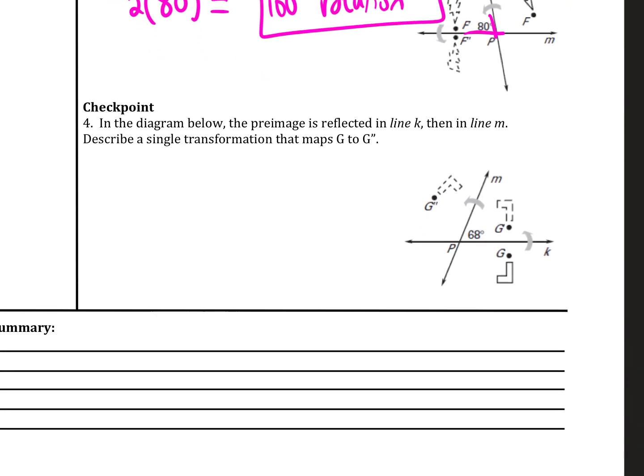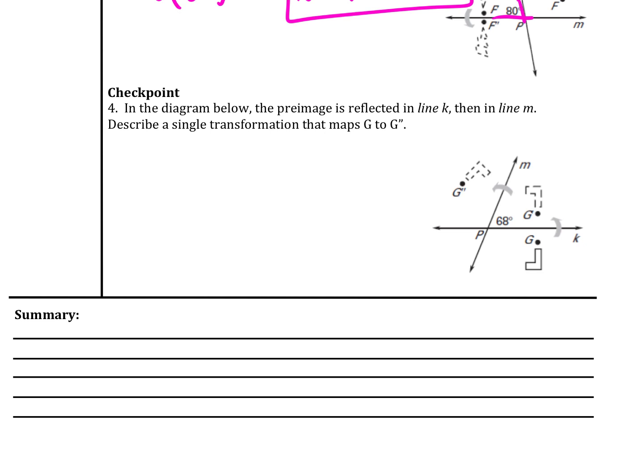Why don't you guys do the checkpoint? It should be super easy. Okay, we're reflecting over intersecting lines. The angle between the intersecting lines is 68, so we're going to double that to get the actual rotation. 2 times 68 equals 136-degree rotation. And that's it.